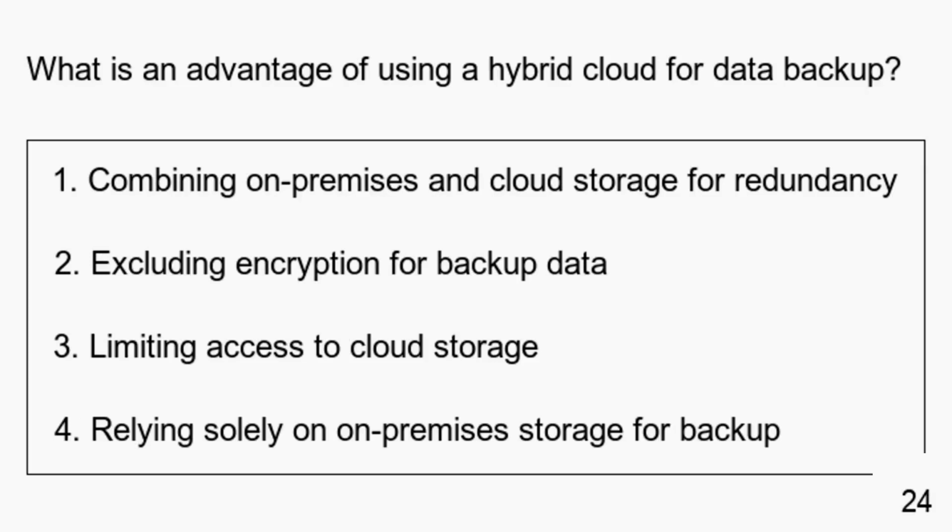What is an advantage of using a hybrid cloud for data backup? Combining on-premises and cloud storage for redundancy. Excluding encryption for backup data. Limiting access to cloud storage. Relying solely on on-premises storage for backup.